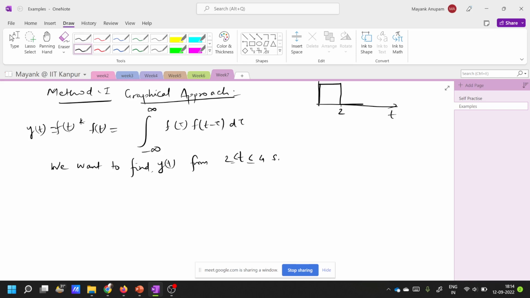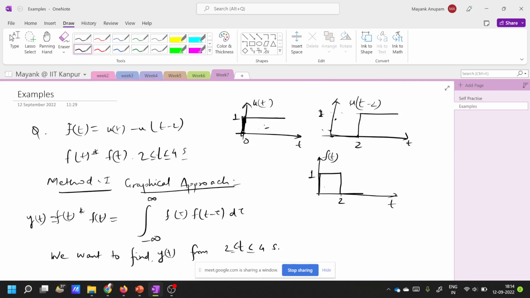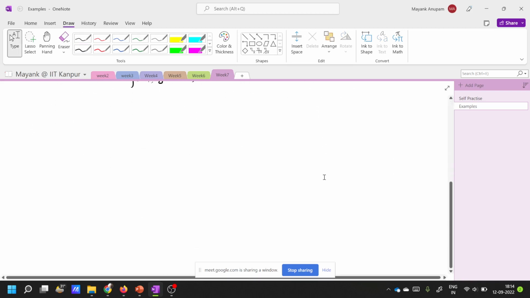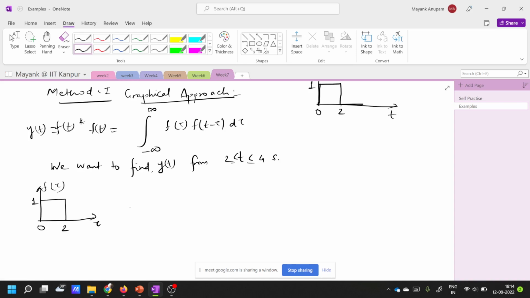So let's quickly draw that here. You see f of t is equal to 1 from 0 to 2 seconds, and it is 0 elsewhere, right? So let's quickly draw f of tau here. This is f of tau, this is 2 seconds, this is tau. Fine? Yes. And what is f of t minus tau? How will it look?